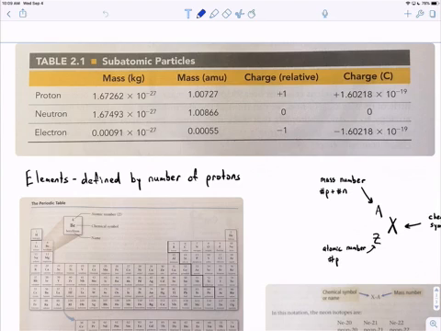They have no charge. Protons have a +1 charge, +1 being plus 1.6 times 10 to the minus 19 coulombs. 1 amp is a charge of a coulomb per second. And an electron is negative 1.6 times 10 to the minus 19 coulombs.